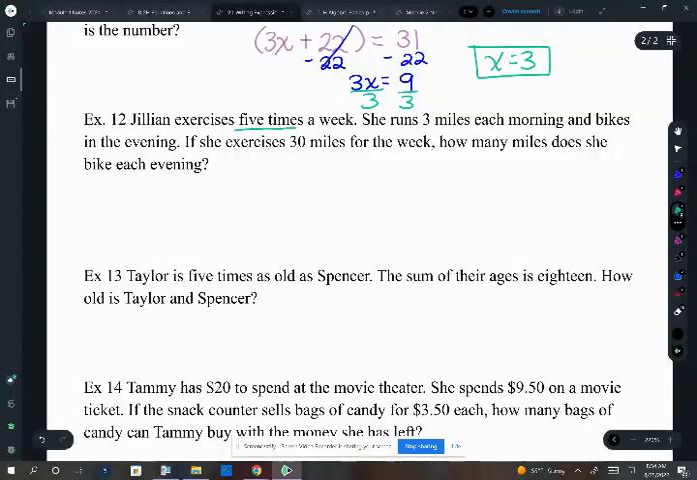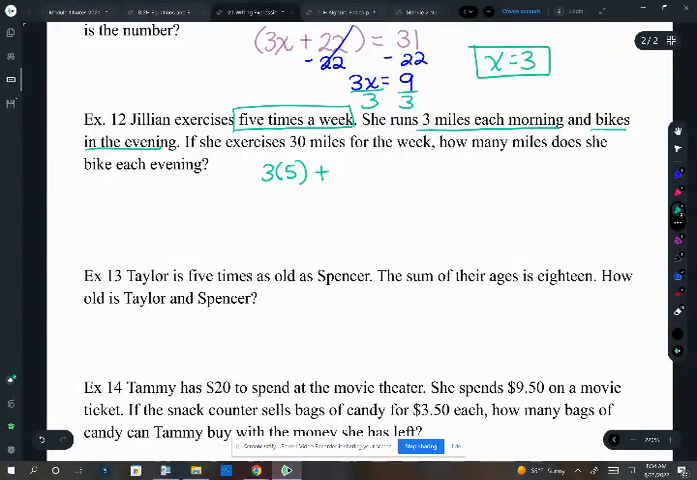So 5 times a week, okay, that's something that might matter. She runs 3 miles each morning, and then she rides her bike in the evening. So it says if she exercises 30 miles for the week, how many miles does she bike each evening? So let's just think about that. If she's running 3 miles each morning, 5 times a week, that's 3 times 5.